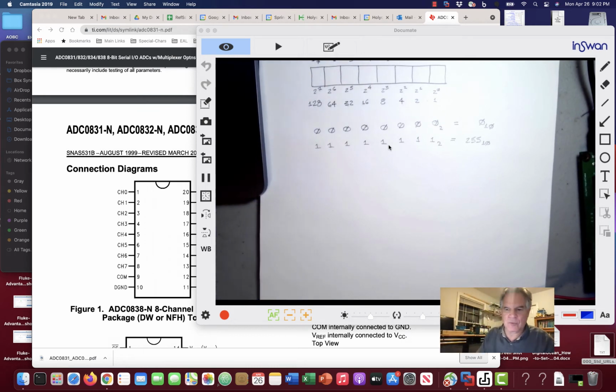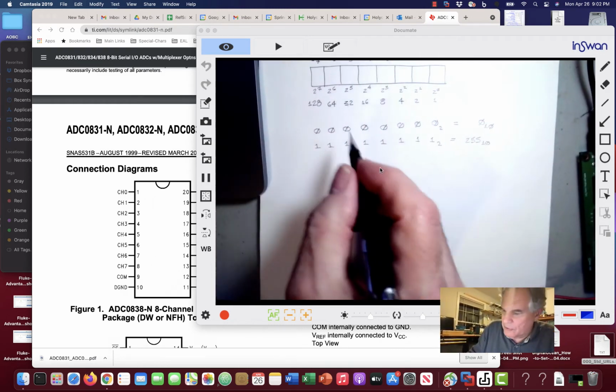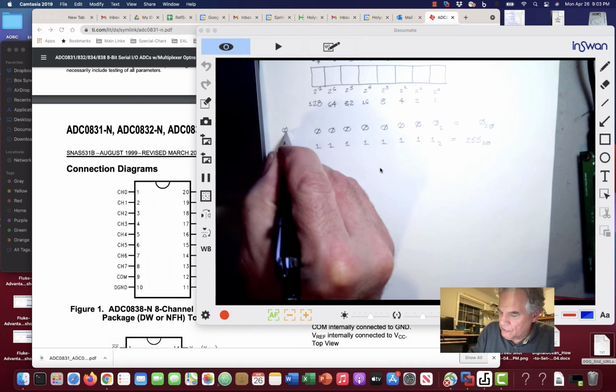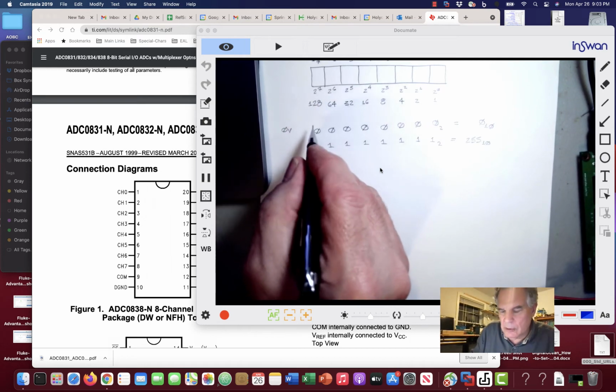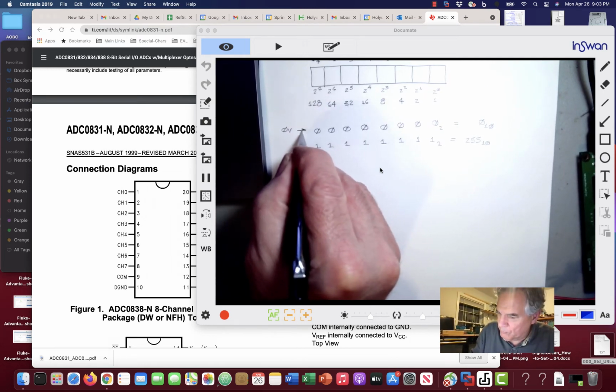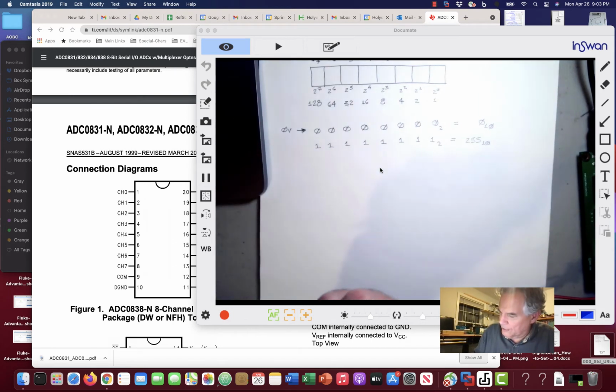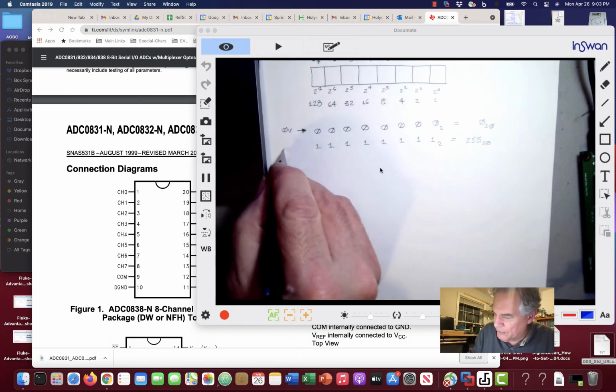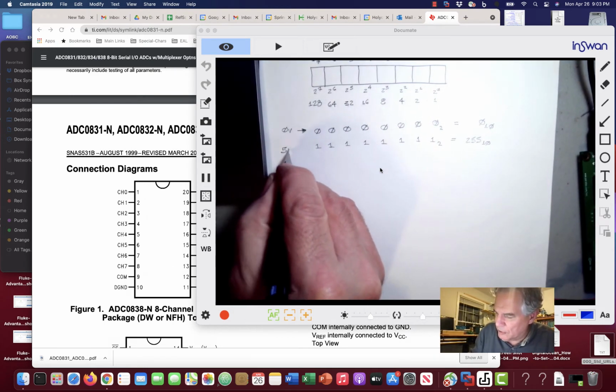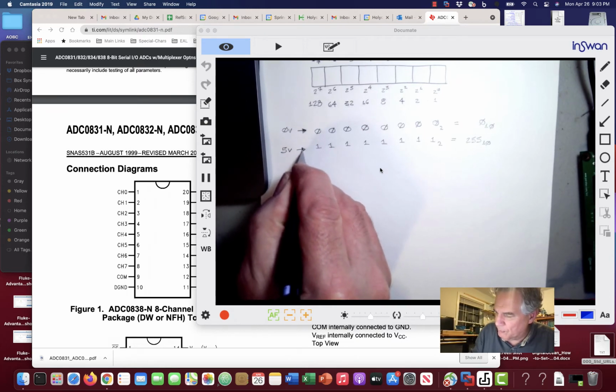So this represents, by the way, I should have said something here, this represents 0 volts in our analog to digital converter, and this is going to represent, in our hookup, 5 volts. Okay.